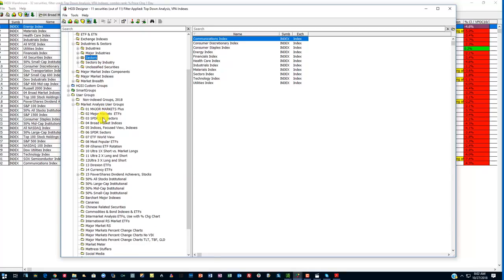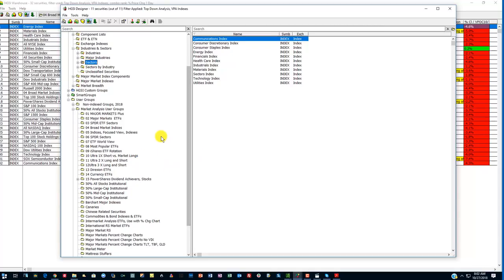I have the Major Markets Plus, Major Markets ETF, Spider, Broad Market Indices, a more focused view of the indices, the Spider sectors, and then I go into the ETF Worldview, most popular ETFs, and then iShares ETF rotation and so on. Let me just show you a couple of things with this fast-moving market, which is really volatile at the moment.